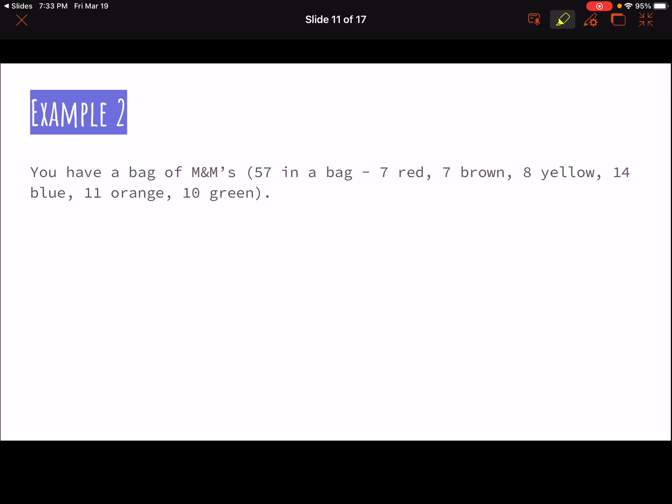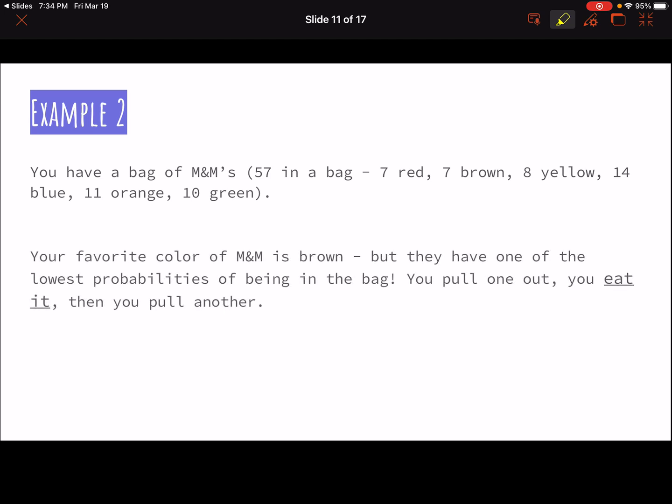So imagine a bag of M&Ms, a really large bag of M&Ms. There are 57 M&Ms in that bag. Let's assume there were 7 that were red, 7 that were brown, 8 that were yellow, 14 blue, 11 orange, and 10 green. And in this situation, your favorite color of M&M is the brown M&Ms. They're the best. According to a character in The Wedding Planner, they have the least amount of artificial coloring because brown is the color of chocolate. Not true, but nonetheless. Your favorite color of M&Ms is the brown ones.